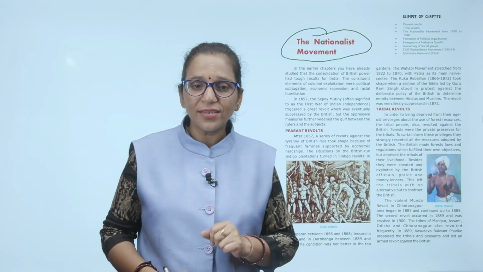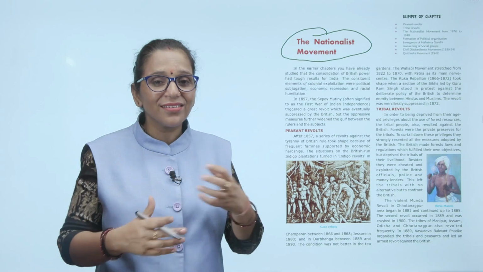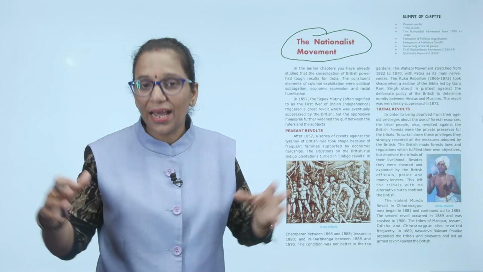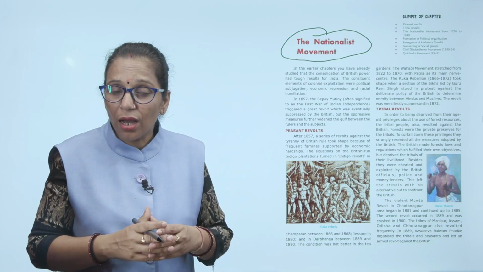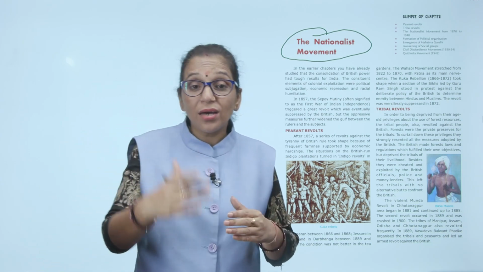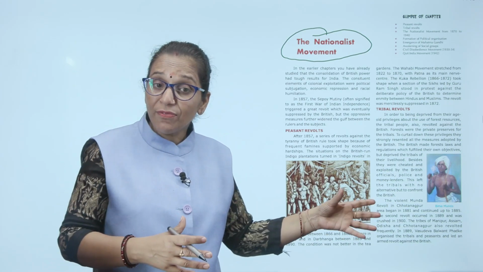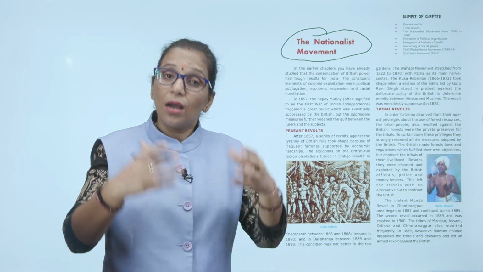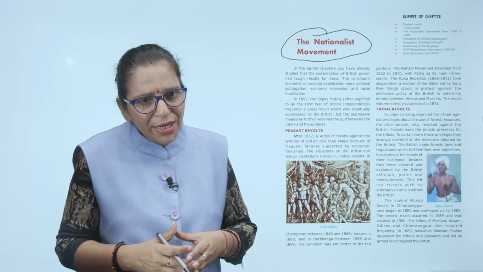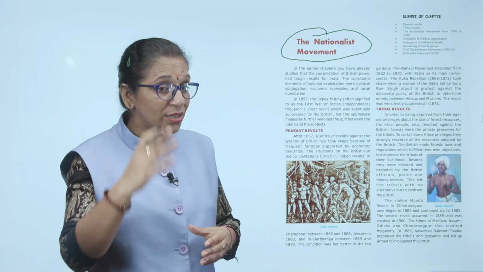Let's start the chapter. See beta, we have seen that the Britishers started to capture the Indian territories. They were increasing their political, economic and social power in India. They started to make us a colony. In 1857 we discussed there was the Sepoy Mutiny, which we call the first war of independence. It also happened, but it was brutally crushed.